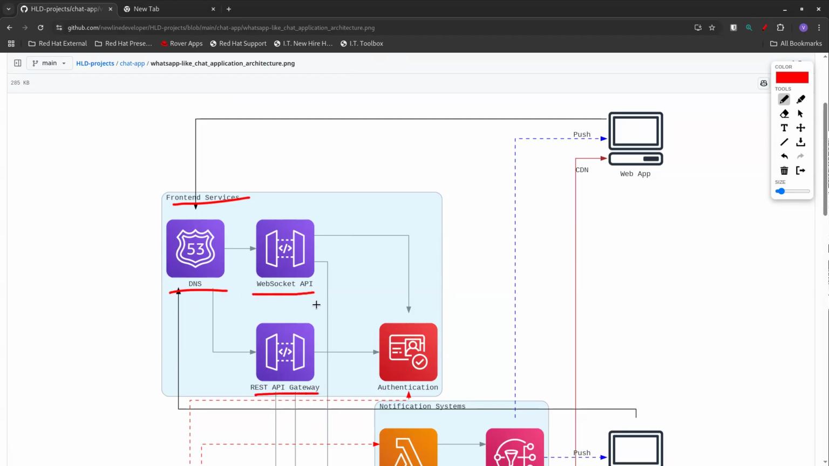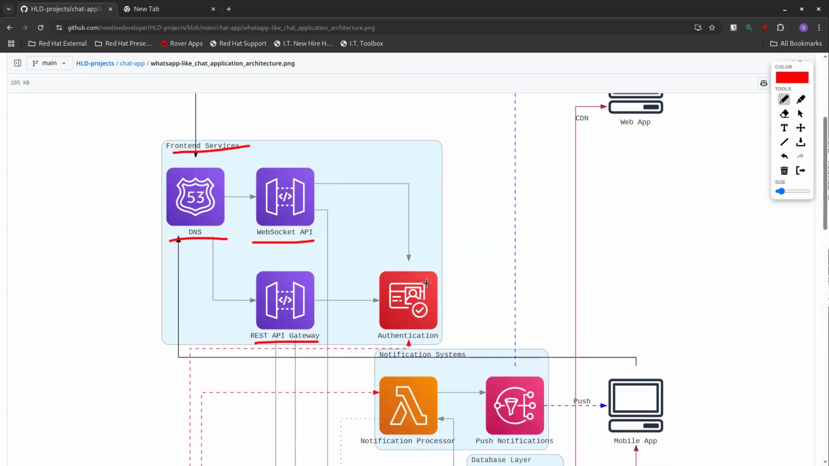We have a WebSocket, it will help us to send some real-time messages. Okay, REST API is gateway, it will help us to perform some other operations, whether it's a group creation or a user registrations, those things we can use it.